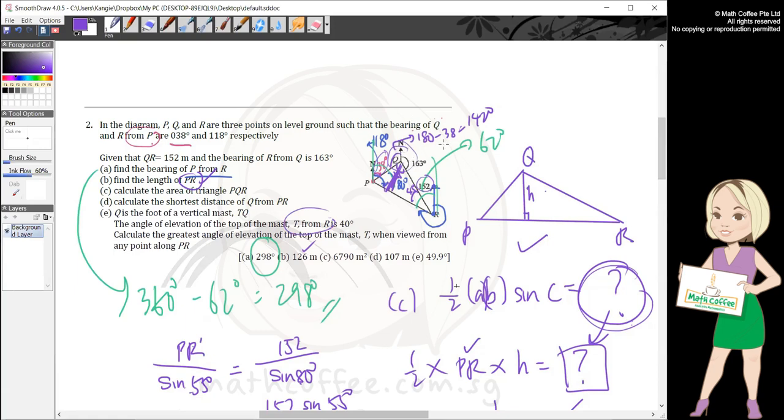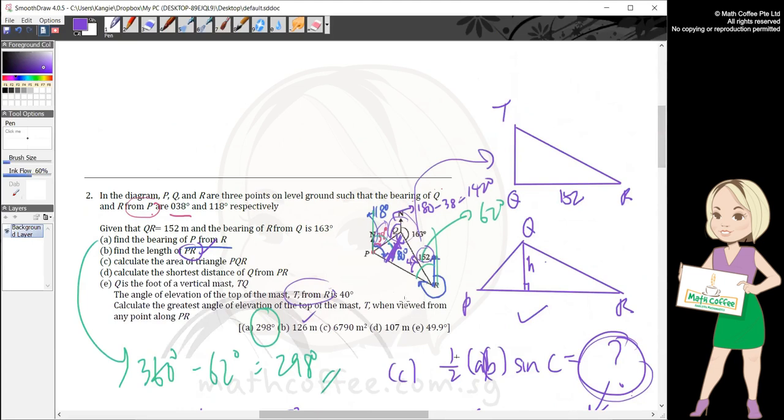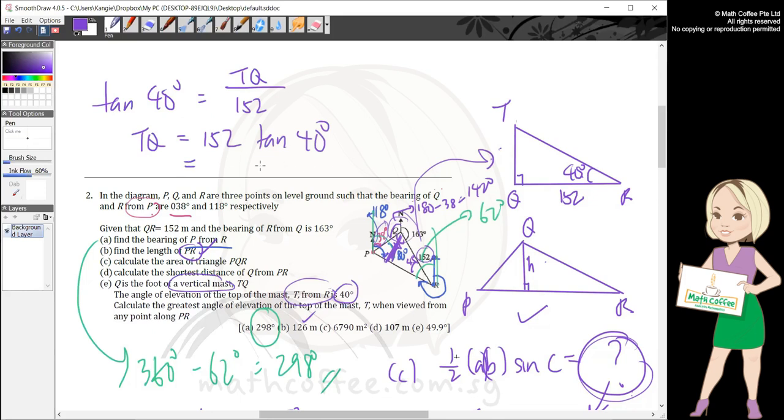Here. So let's draw another triangle over here. R, 152. This is Q. And the T is actually at the top, which in the diagram we don't see. So your task is to find out this one. And they tell you the angle is 40 degrees. So making use of the first triangle, find the height of the vertical mast. Take this one as opposite. So tangent 40 degrees equals TQ over 152. So my TQ equals 152 tangent 40 degrees. And then you will have the answer.